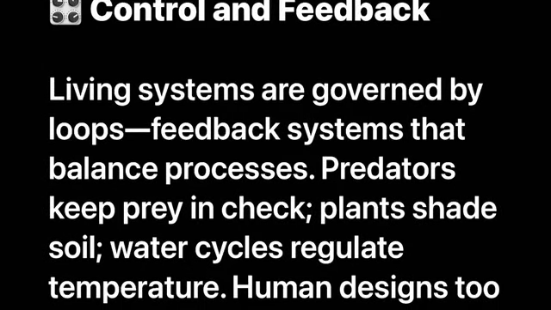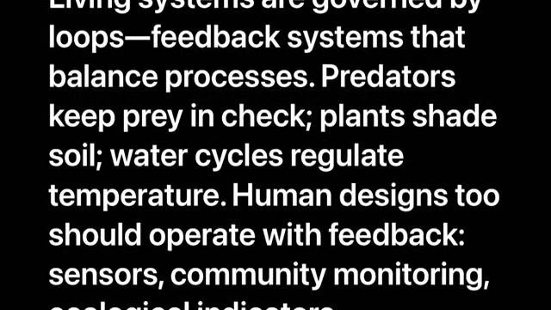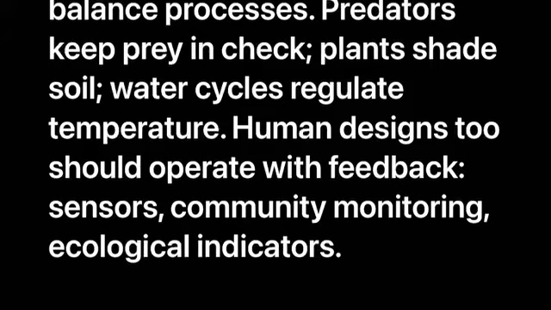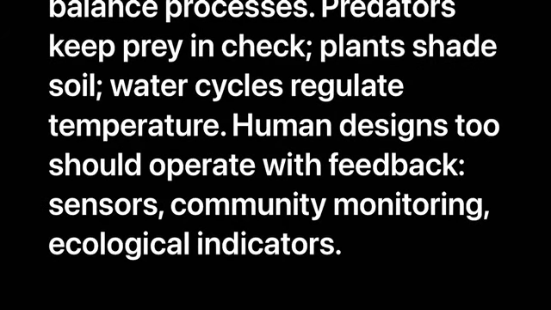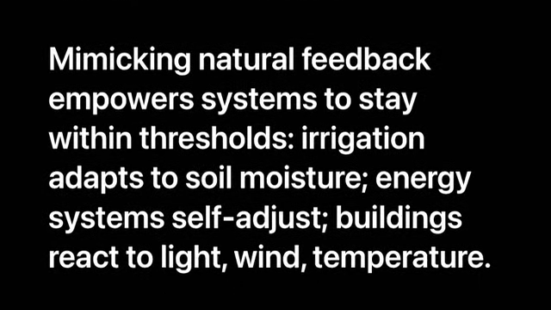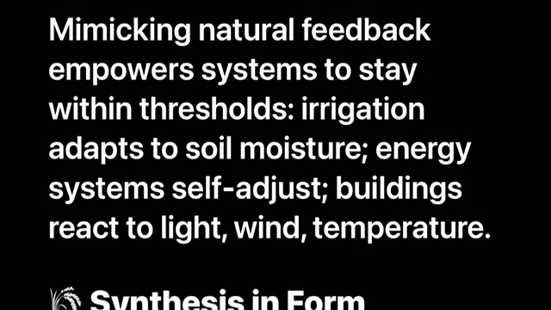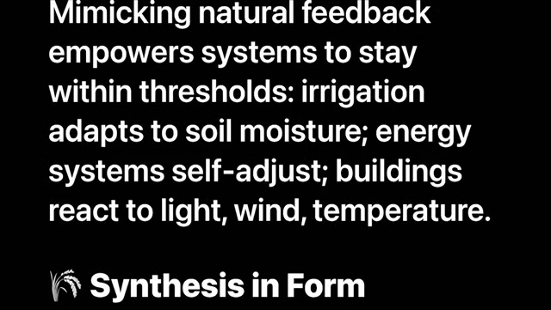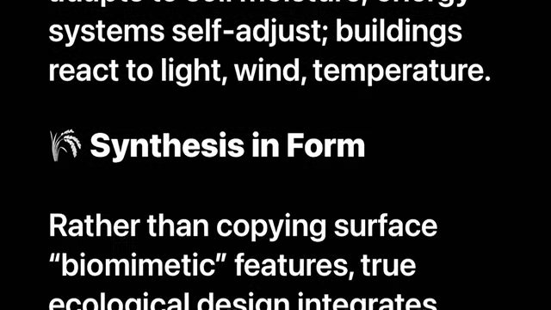Living systems are governed by loops, feedback systems that balance processes. Predators keep prey in check. Plants shade soil. Water cycles regulate temperature. Human designs, too, should operate with feedback. Sensors, community monitoring, ecological indicators. Mimicking natural feedback empowers systems to stay within thresholds. Irrigation adapts to soil moisture. Energy systems self-adjust. Buildings react to light, wind, temperature.